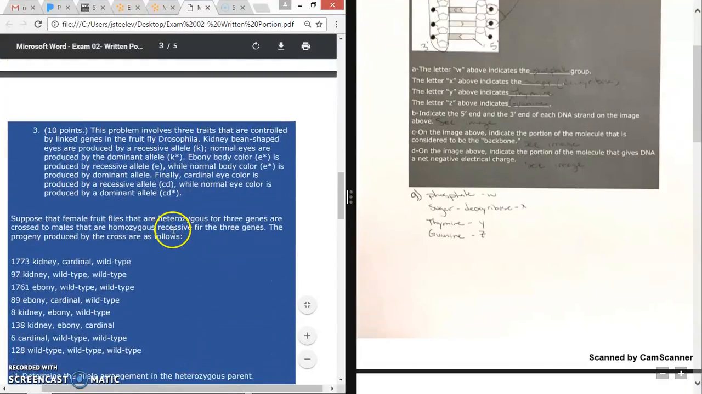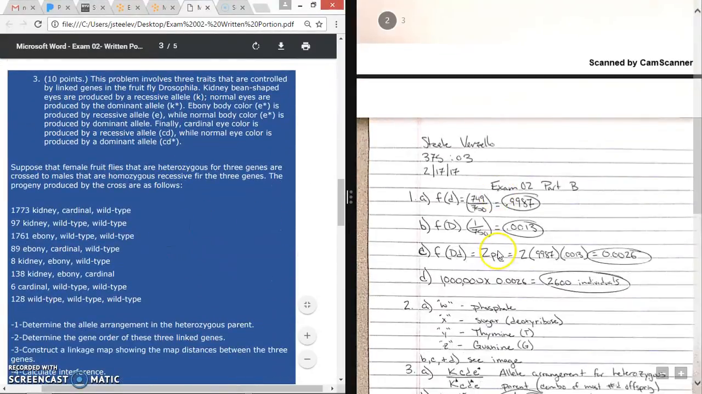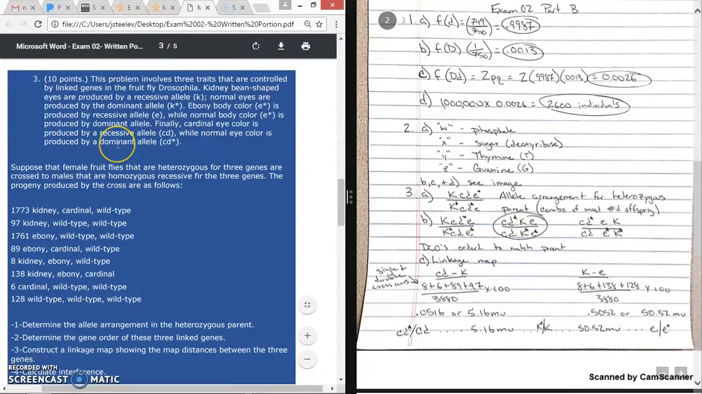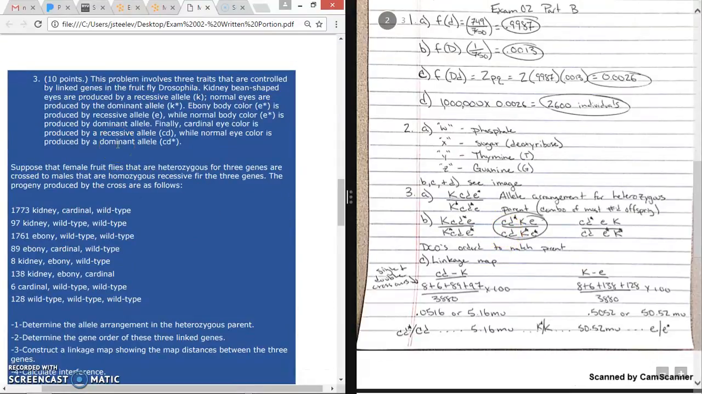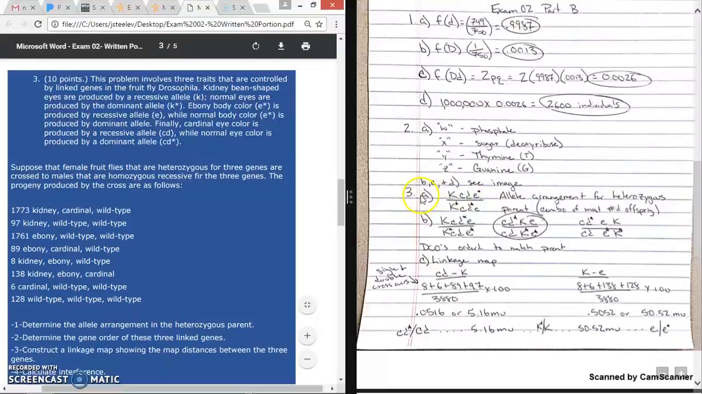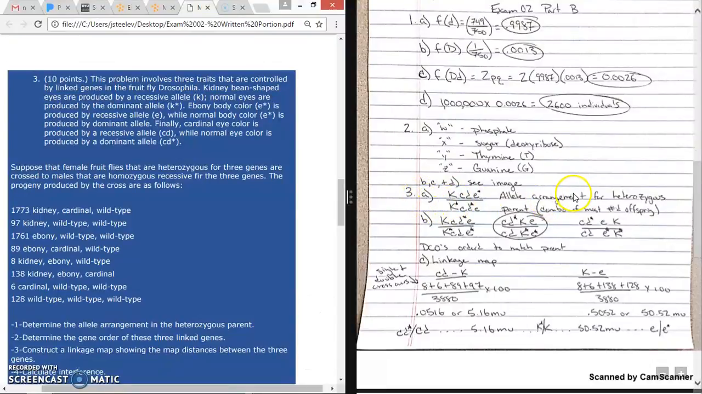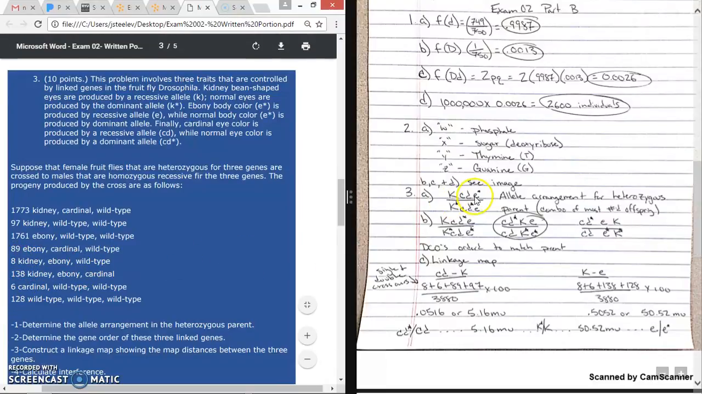Okay, so moving on to 3, let's see here, 3. This one's a little bit more in depth, but for number 1, or for A, determine the allele arrangement for the heterozygous parent. So I have the heterozygous parent right here listed under 3A, so essentially it's a combination of the least numerous number of offspring. So that would just be the 8 right here and the 6, and essentially just writing that out.